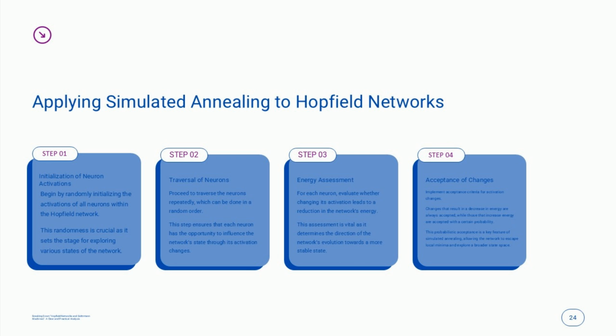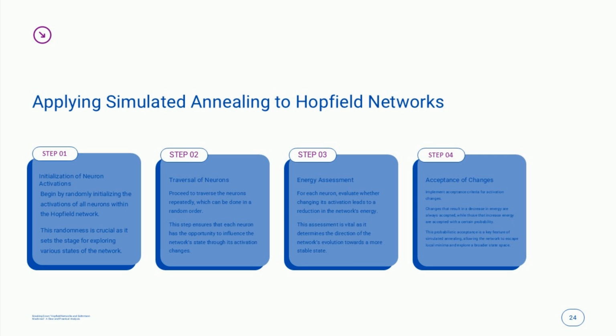Step 1. Initialization of neuron activations. Think of this like shaking up a snow globe. We begin by randomly initializing the activations of all neurons in the Hopfield network. This randomness is crucial. It ensures that we're starting with a wide variety of states to explore rather than being stuck in one predictable corner of the solution space.